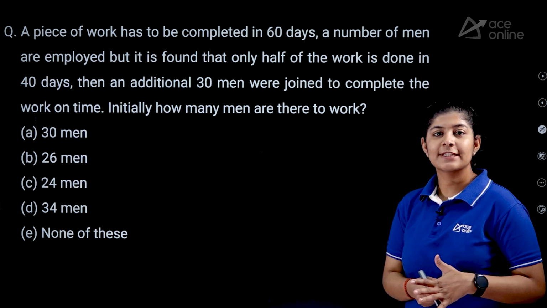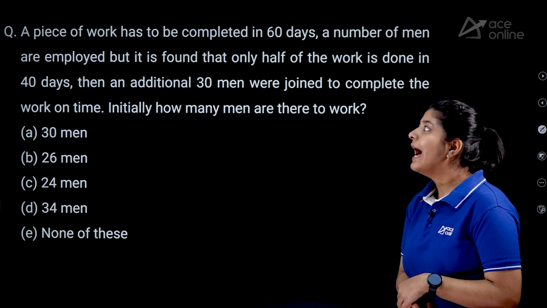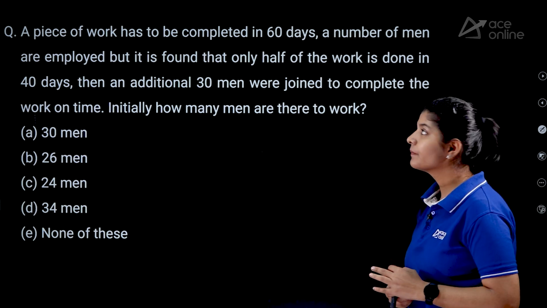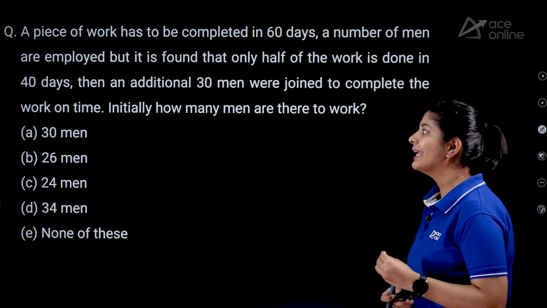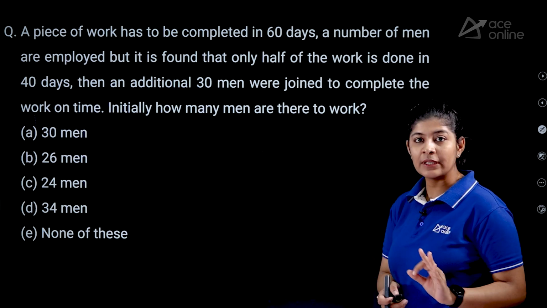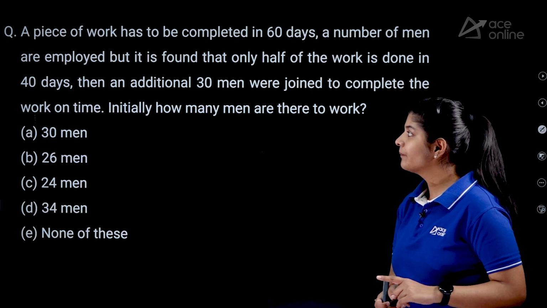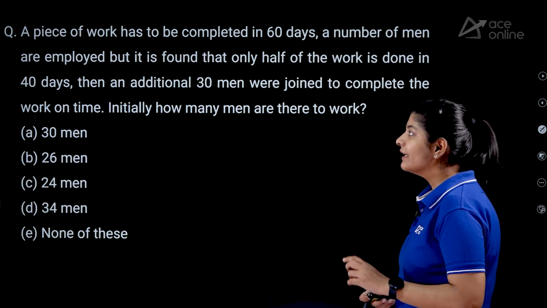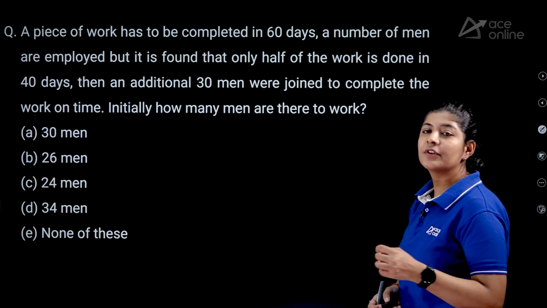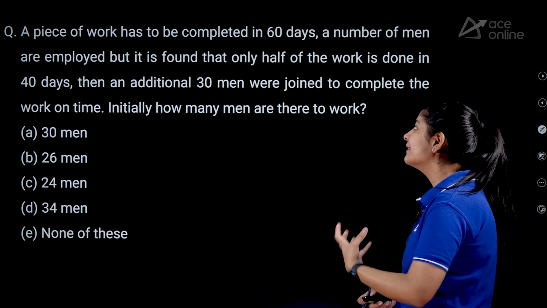So the next question says that a piece of work has to be completed in 60 days. A number of men are employed, but it is found that only half of the work is done in 40 days. Then an additional 30 men were joined to complete the work on time. Initially, how many men are there to work?